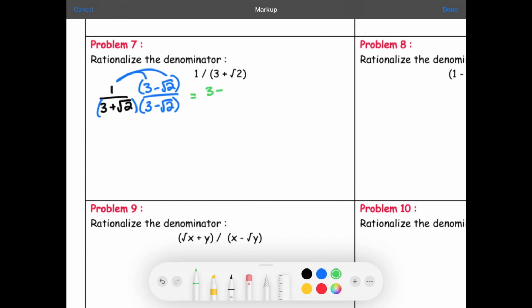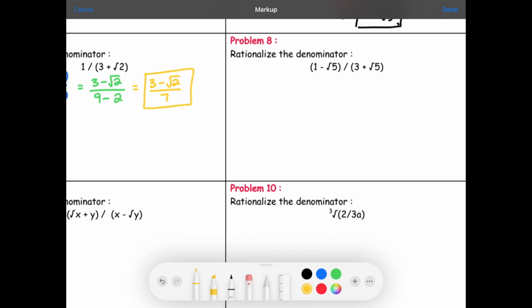Numerator, we got 1 times 3 is 3, minus root 2. Denominator, you don't have to FOIL it because the difference of squares, you square the first term, you make it a minus, and you square the last term. Square root of 2 squared is just regular 2. So the denominator is 9 minus 2, which is 7. The only other thing you gotta check is see if you can simplify, but you can't.